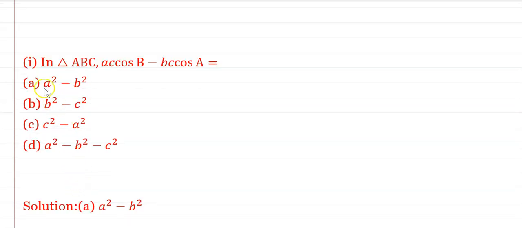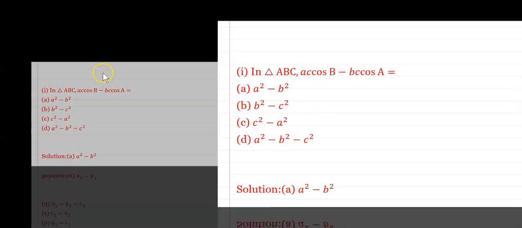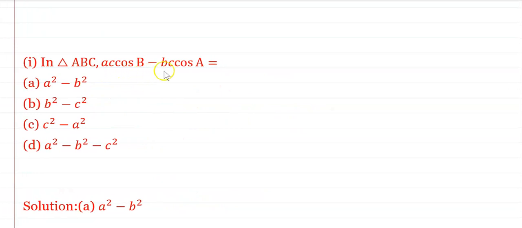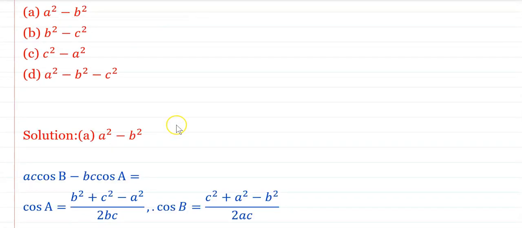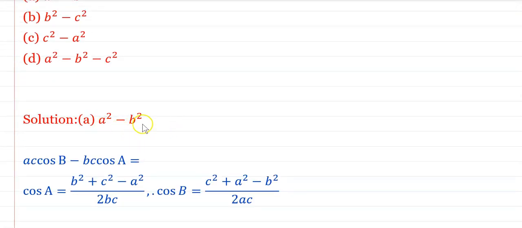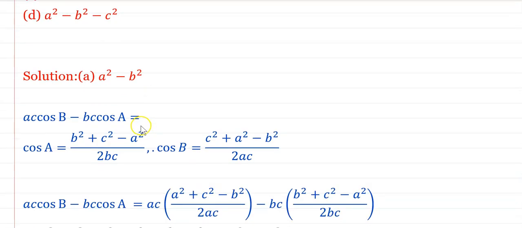Now the first question. In triangle ABC, AC cos B minus BC cos A is equal to. These are the options. Here we have to substitute the value of cos of B and cos of A. Okay. Now what is the answer? The answer is a square minus b square. But how is it? The answer कसा आहे?